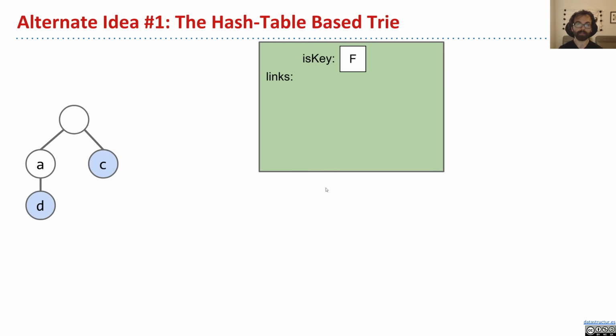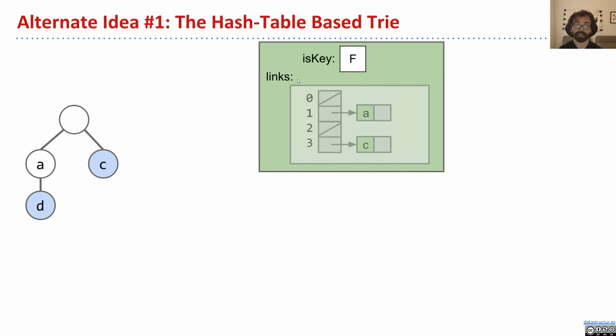So in this approach, we again have a node which has a key boolean and a set of links. Now if it was a hash table, it might look like this. So here's a hash table that has 4 buckets. It has bucket 1 and bucket 3, which contain 1 item each, and the other 2 buckets are empty. So now we are using way less memory. Instead of 128 links, we have only 4 that are buckets, and then we have a couple of little hash table separate chaining nodes here.